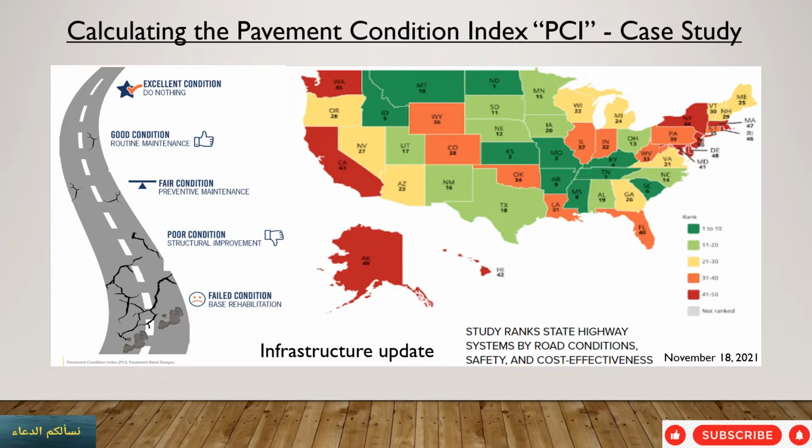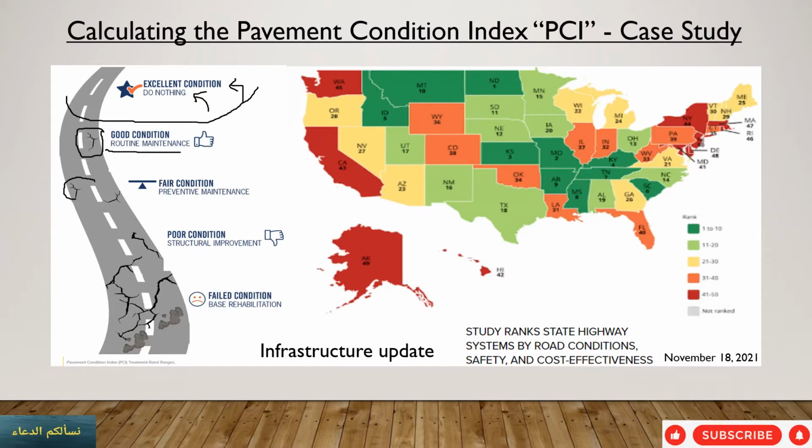For example, according to the ASTM, if the pavement is in excellent condition, as you can see here just after construction, we will do nothing regarding the maintenance and rehabilitation. If small cracks started to appear, the pavement is said to be in good condition. We will apply the routine maintenance.